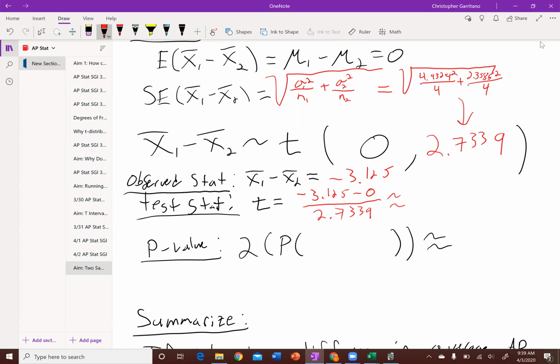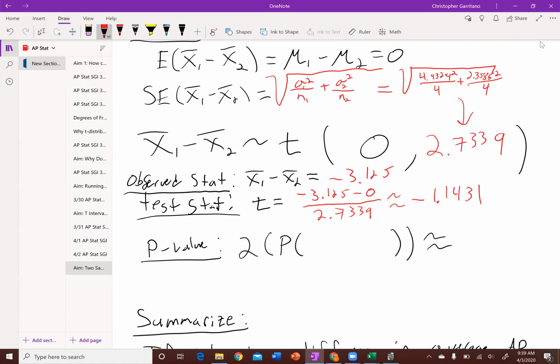So I'm doing this on just my own calculator. You don't need to see me do arithmetic, I don't think. -3.125 divided by 2.7339. And my test stat is around -1.1431. All right, let's see if that is enough to reject this null hypothesis.